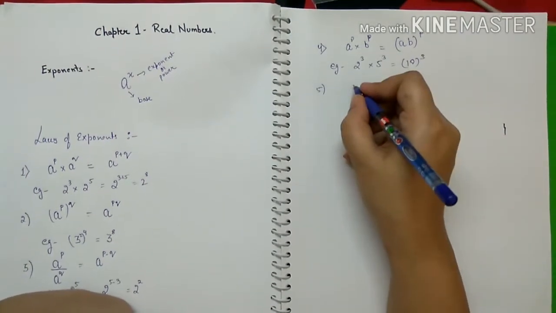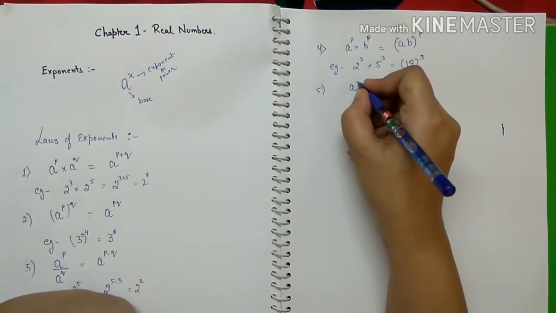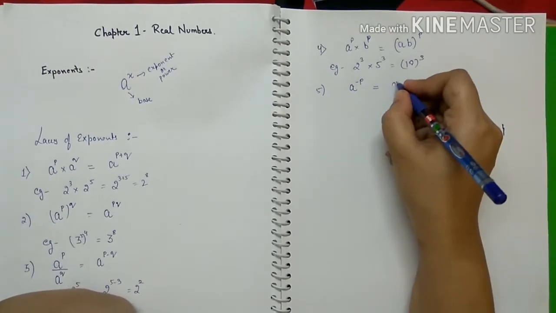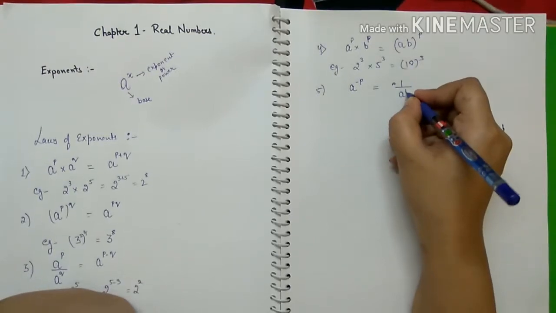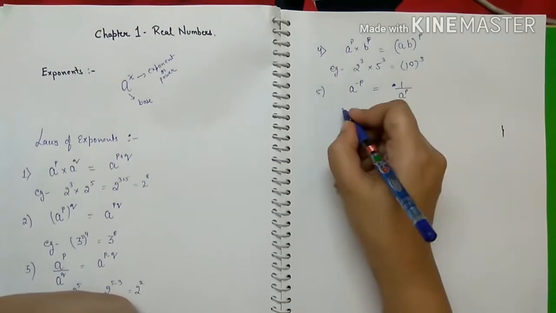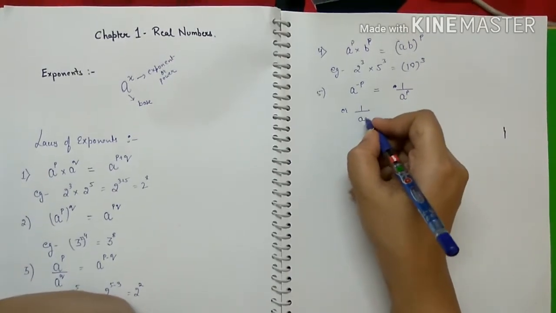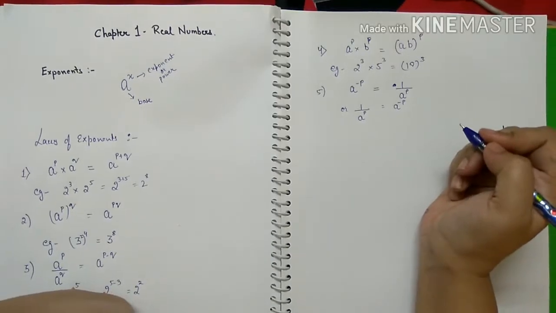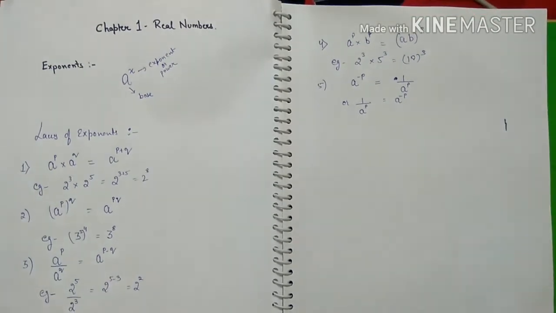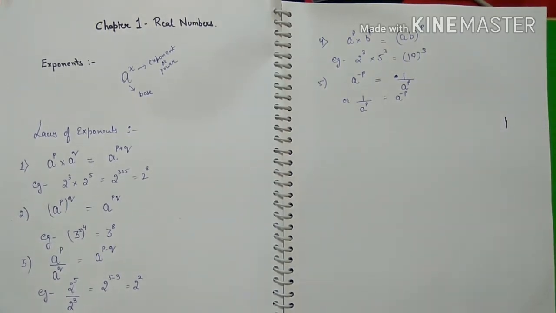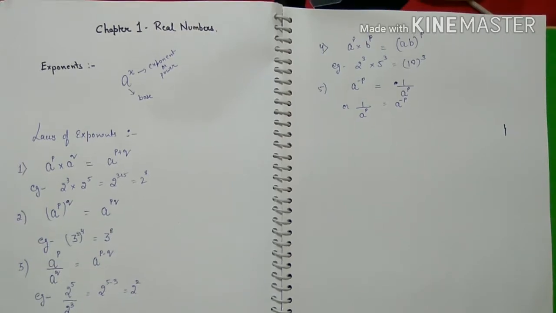Last law, which says that a raised to power minus p is equal to 1 upon a raised to power p. Or it can be used vice versa. If we have 1 upon a raised to power p, then we can write it as a raised to power minus p. So these are the very simple 5 laws of exponent which we'll be using to solve the questions. Now let's see some examples based on these laws.